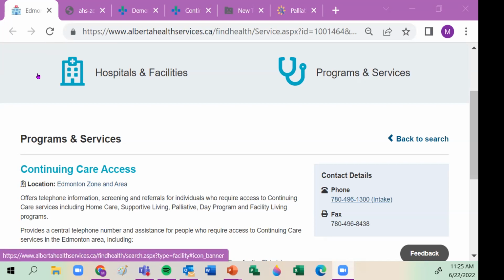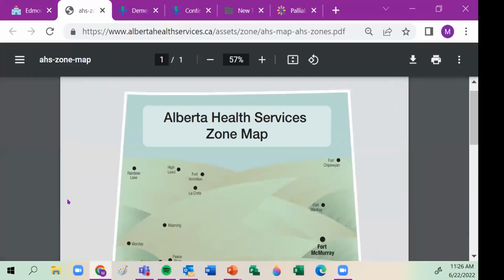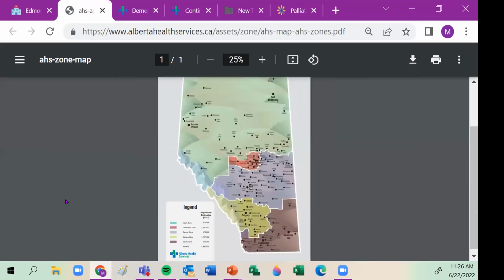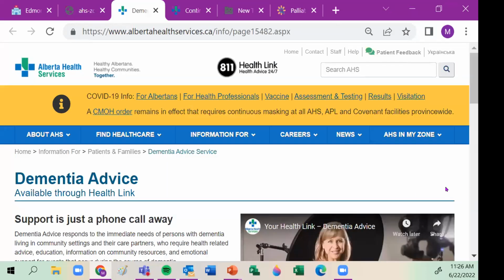So for the purpose of this presentation, we're going to demo for Edmonton zone. And as you can see on the screen, Michelle is presenting the Edmonton zone website for their continuing care access line, which is located on the right-hand side. Also, we're going to show you the zone map. The zone map just shows you where your area is located in Alberta, because the continuing care access line is based on zones, as you can see on the screen as well. We believe that this presentation will be shared with everyone. So in your leisure time, you can just go in and click on the zones and see where your area falls in.